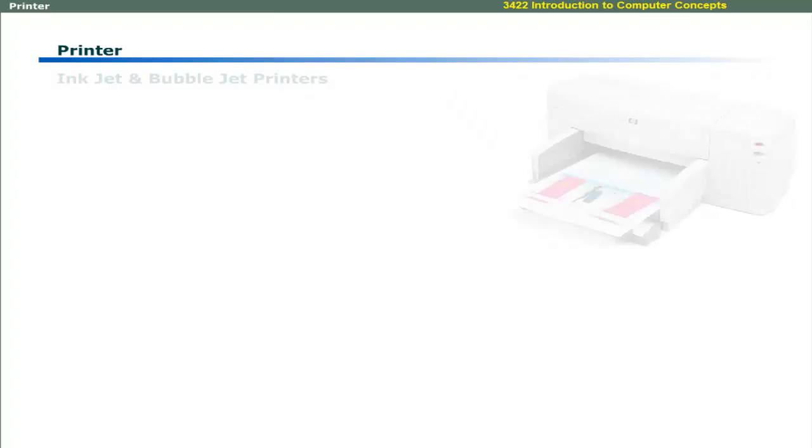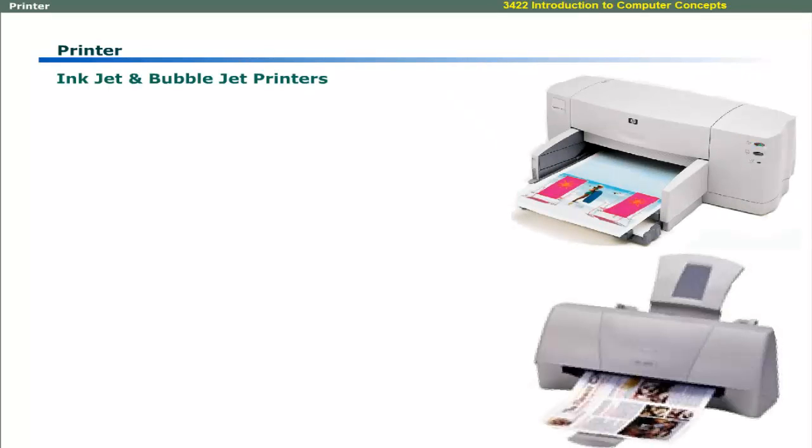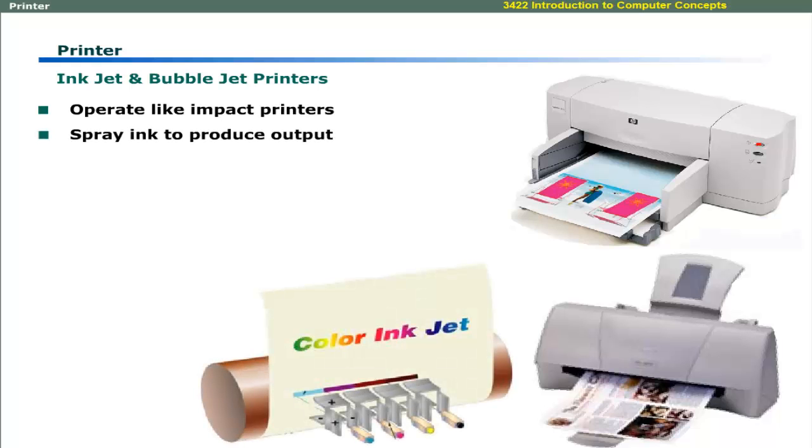The operation of inkjet and bubble jet printers is like impact printers. These use ink droppers to spray a combination of ink to produce a colorful output. These have higher printing cost than laser printers. The speed of printing is quite slow in the range of 1 to 3 pages per minute.